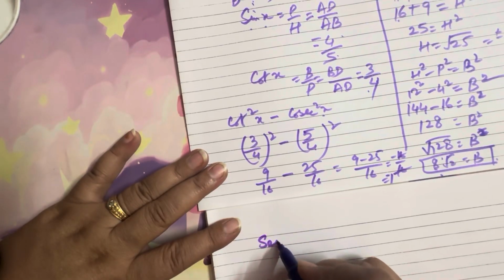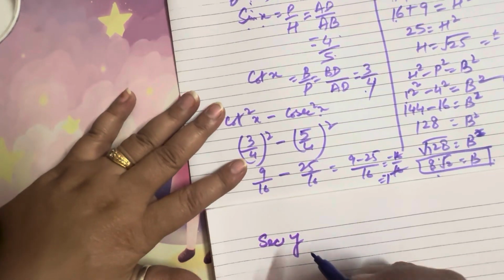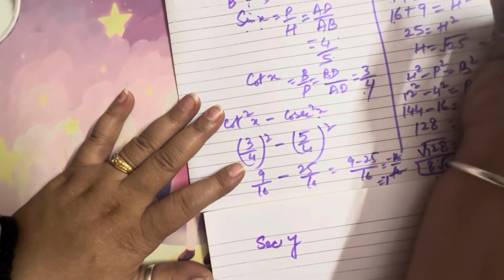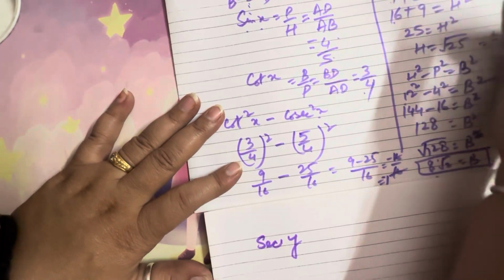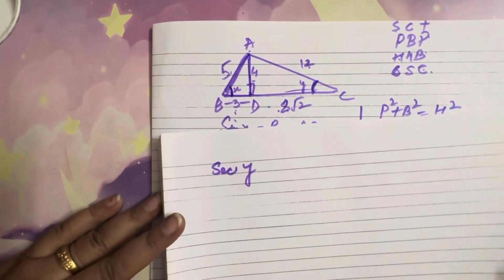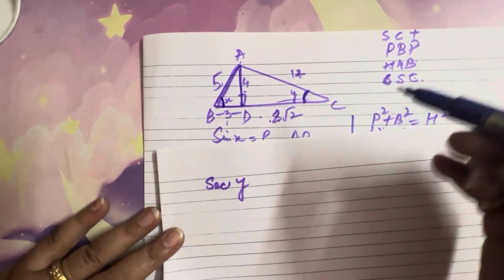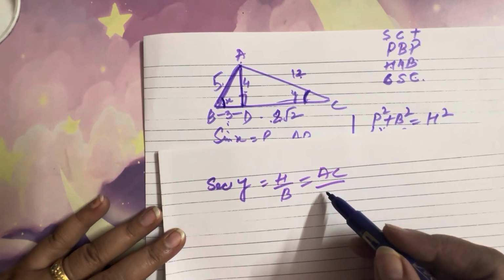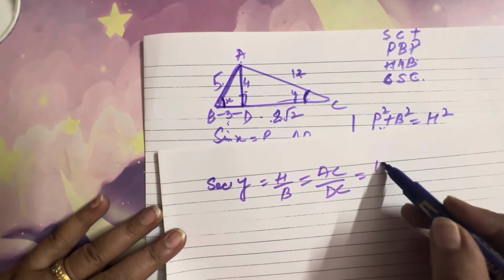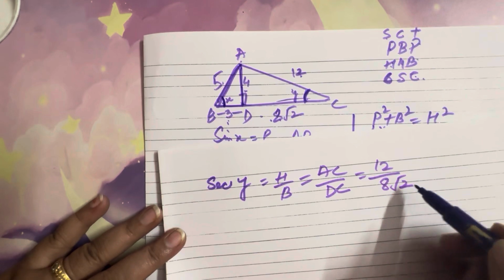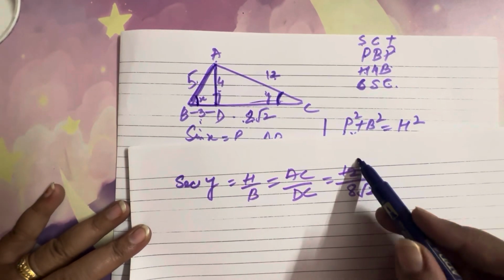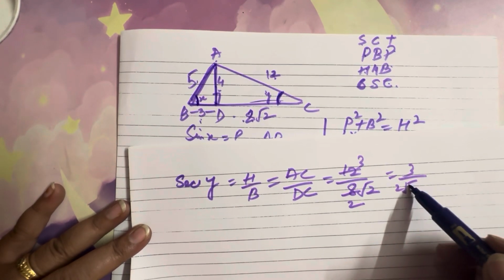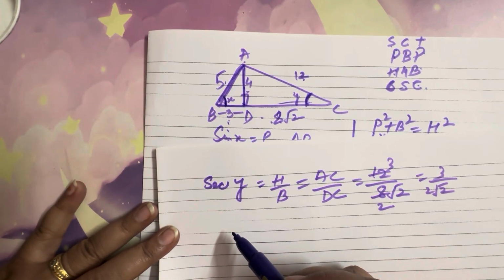What is sec y? To find out sec y we have to take this triangle. Sec y is the reverse of cos, hypotenuse by base. Here hypotenuse is AC and base is DC. AC is 12 and base is 8 under root 2. So we can cut it, 3/2, so it comes 3 by 2 under root 2.